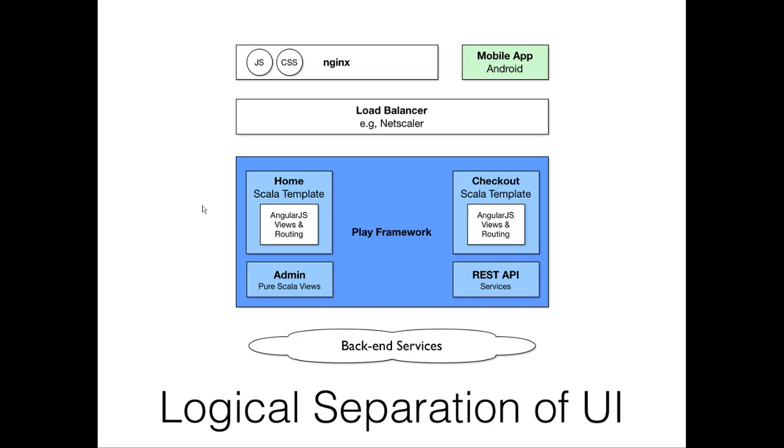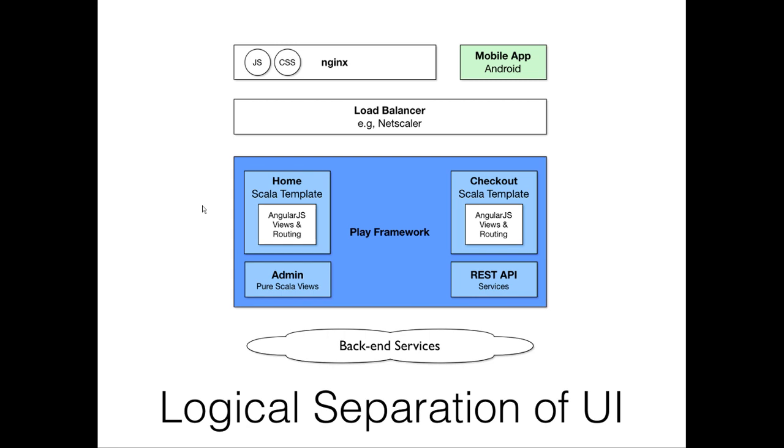So what would this logical separation look like? Well, it looks fairly similar to the physical separation, except now we have Play framework hosting home and checkout. And the Scala templates provide that wrapper for our AngularJS views and routing. So basically, we're using Scala templates as hosts, as sort of plug and play for SPAs. And you can have as many of these as you'd like. And you may also have pure Scala views in other parts of your application. It's cool because you're not giving up all the power of Play, and you can still be very flexible with how much or how little of Play's views you actually use.